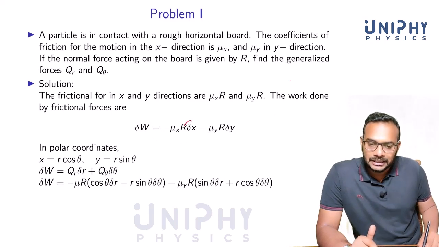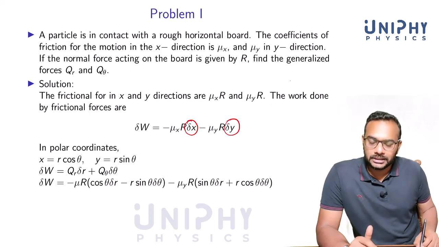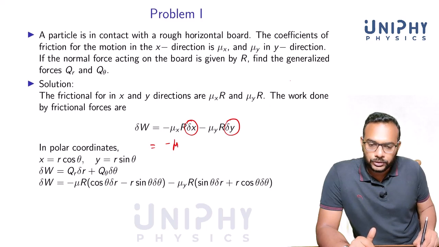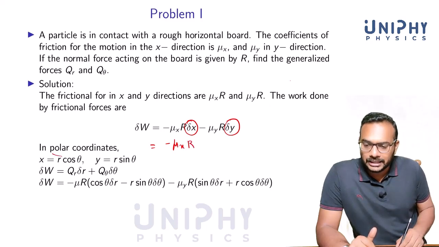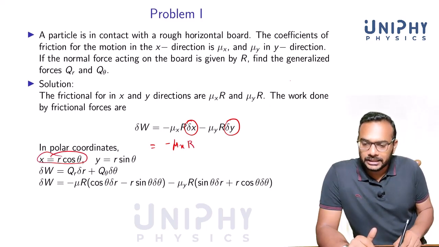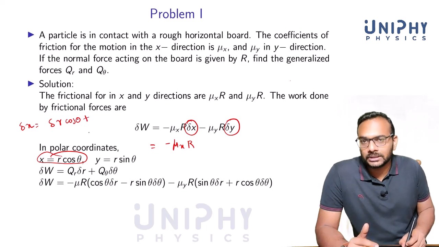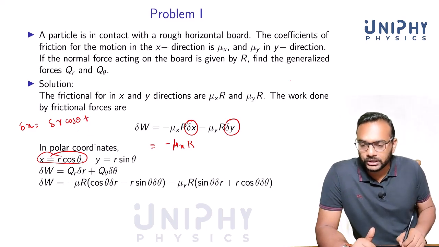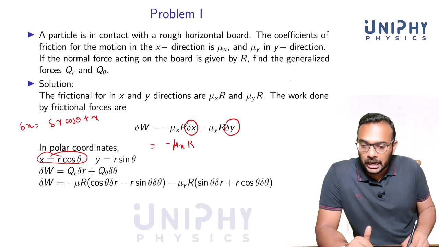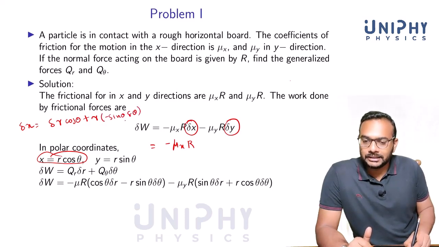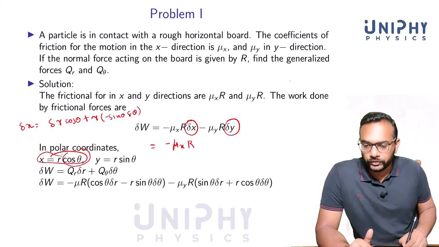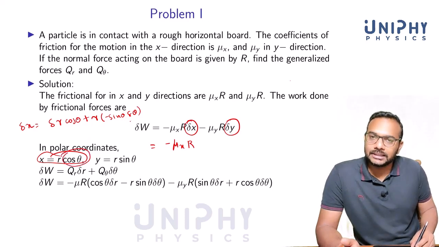This is an easy way to do it because the x and y appear only here. All right, so we can write this as minus mu x r. What's delta x? Delta x is equal to delta r cos theta. You have to treat it as a product, so you use the product rule here, and then we have r minus sin theta delta theta. Am I right? Because the derivative of cos theta is minus sin theta, and correspondingly there is a delta theta.